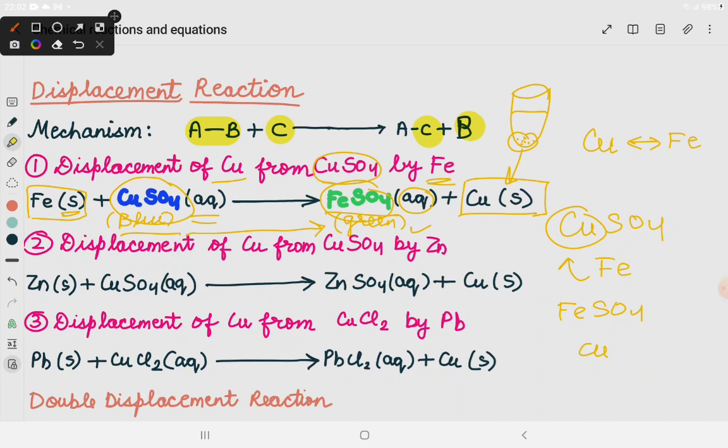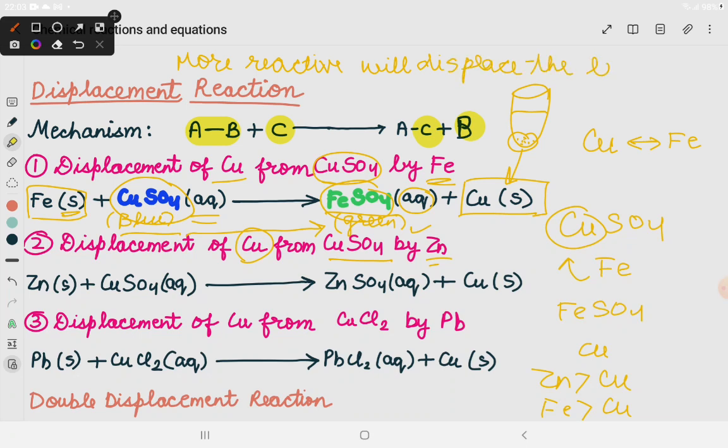The second reaction is when we displace this copper of copper sulfate by zinc. Now you should know that zinc is also more reactive than copper. Similarly, iron is also more reactive than copper. So we can say one thing very clearly, that more reactive will displace the less reactive. So here also we are doing the same thing, only the one which is more reactive will be displacing the less reactive thing.